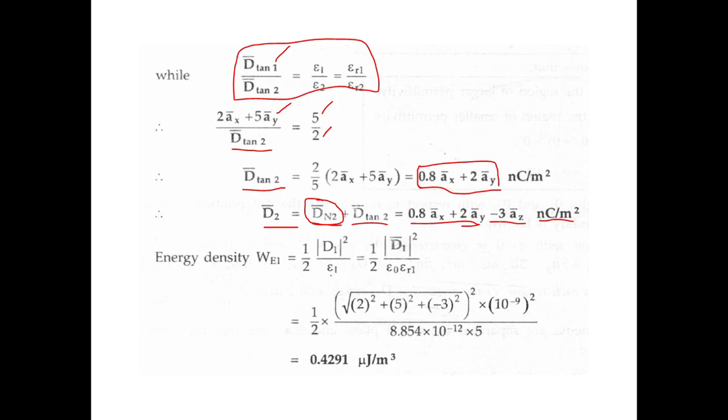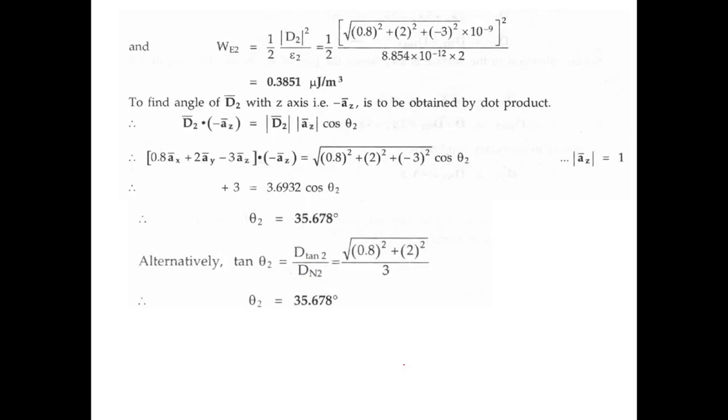So here this is epsilon 1. So you have to include both epsilon naught and epsilon r, right? So substituting in that formula, you get the energy density as 0.4291 microjoules per meter cube, right? So this is how we solve that.